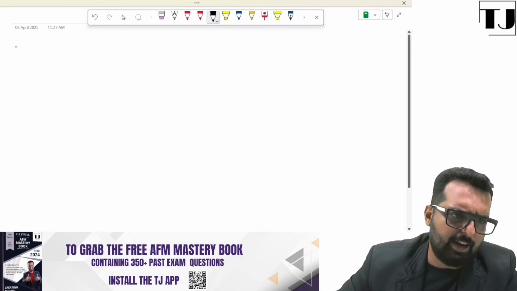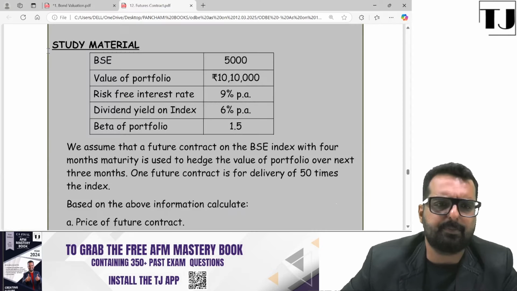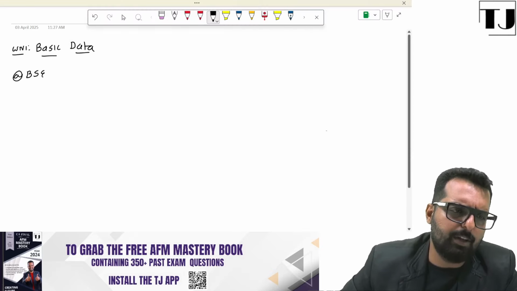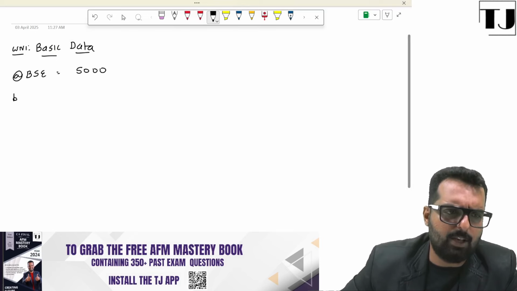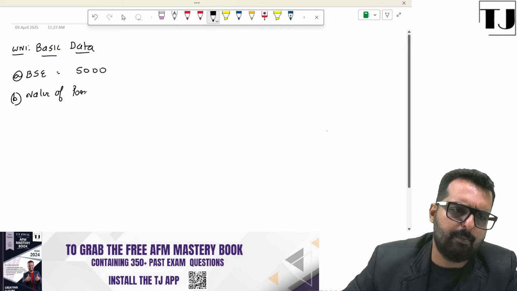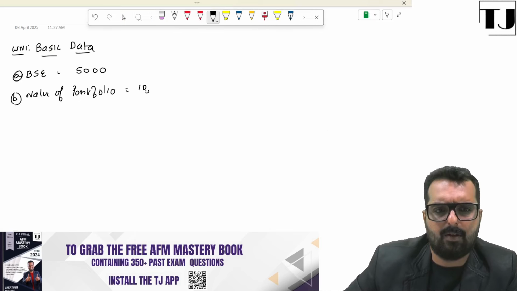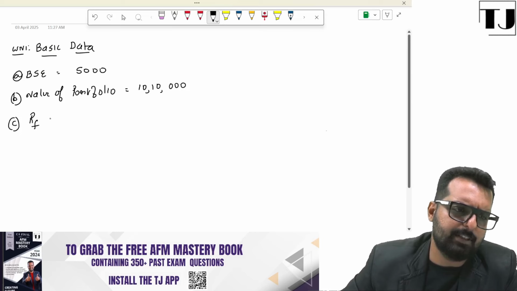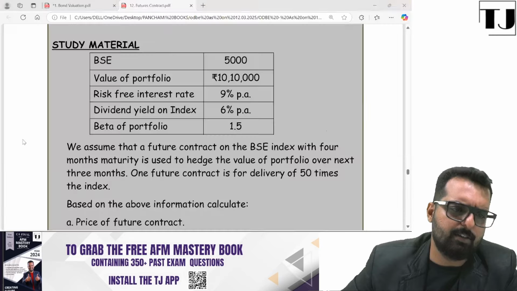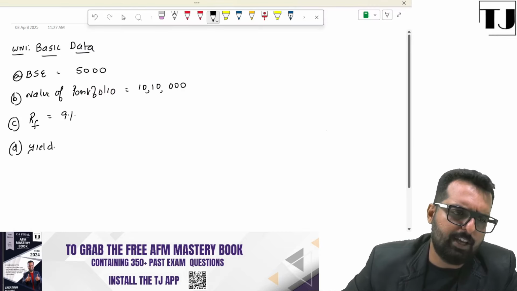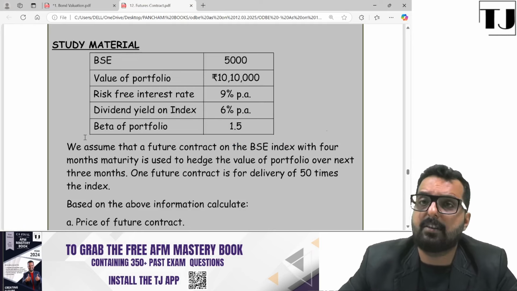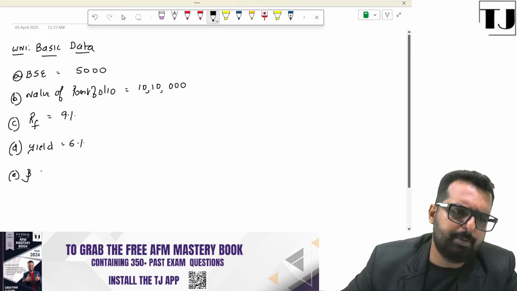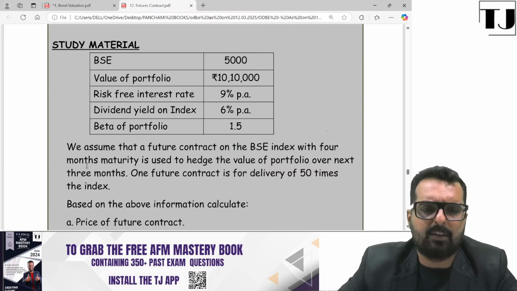Okay. So I'll write working note number 1. Basic data. You have the value of BSE over here as how much, friends? The value of BSE is 5,000. What is the value of the portfolio? Is it turning out to be 10 lakh 10,000? Correct. RF is how much percentage? RF turns out to be 9%. And what about dividend yield on index that you have over here? Is it turning out to be 6%? What is the beta that they have given over here? Is the beta given as 1.5?